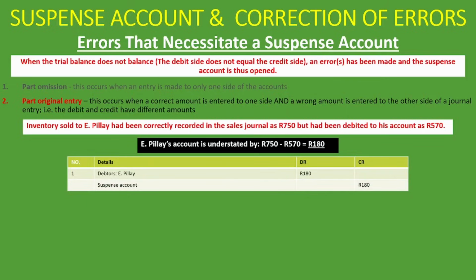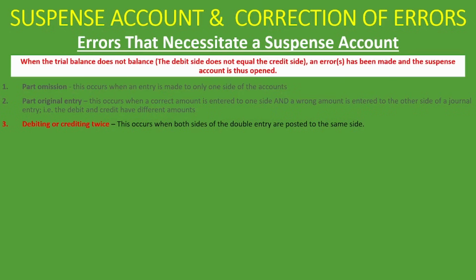Let's look at the third type of error that requires the suspense account: debiting or crediting twice. This one is easy. This occurs when both sides of the double entry are posted to the same side, and you will be told in the transaction or in the scenario that you have put both to one side. Okay, so let's look at an example here.